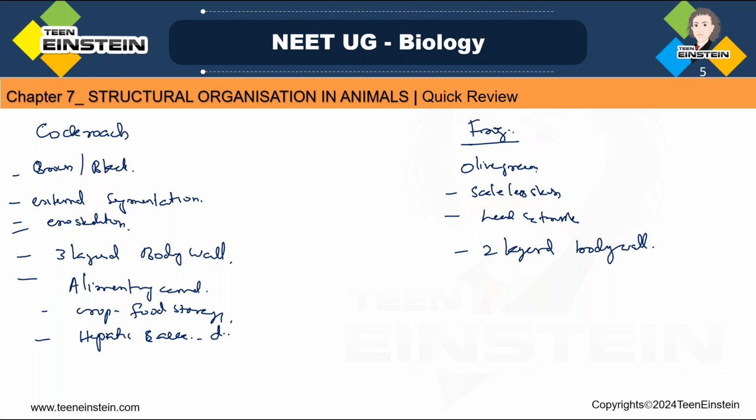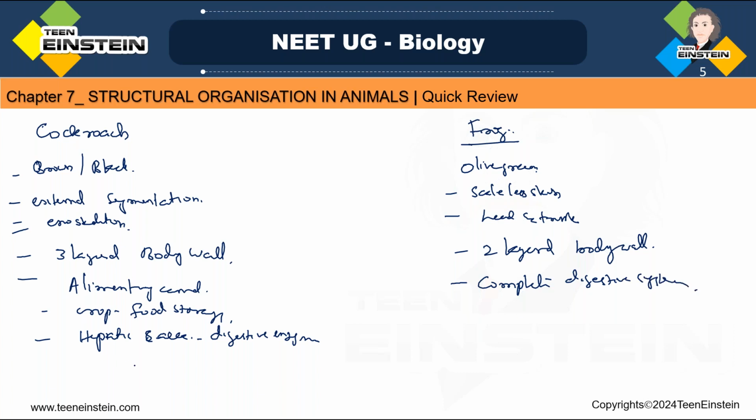Hepatic ceca, which is for digestive enzyme secretion, in cockroach. This is about the digestive system. And in frog you can see a complete alimentary canal which is opening into cloaca. Complete digestive system in frog.